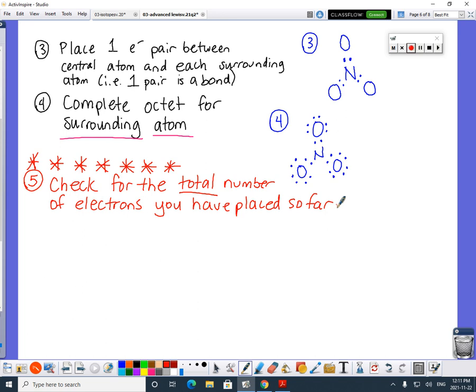Okay, so we have to check what we've placed so far. In the back of our head, what are we always thinking about? How many? 24. Yes. So I underline total, so you're looking at the total number. 2, 4, 6, 8, 10, 12, 14, 16, 18, 20, 22, 24. If you drew lines, just remember that the lines count as 2, okay? So we have placed 24 electrons.